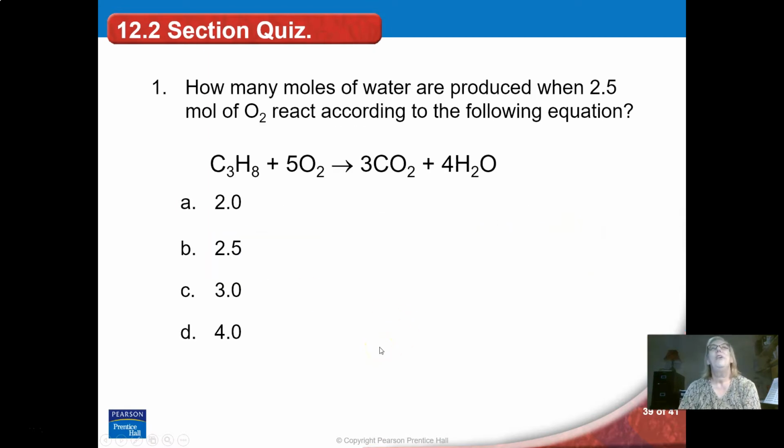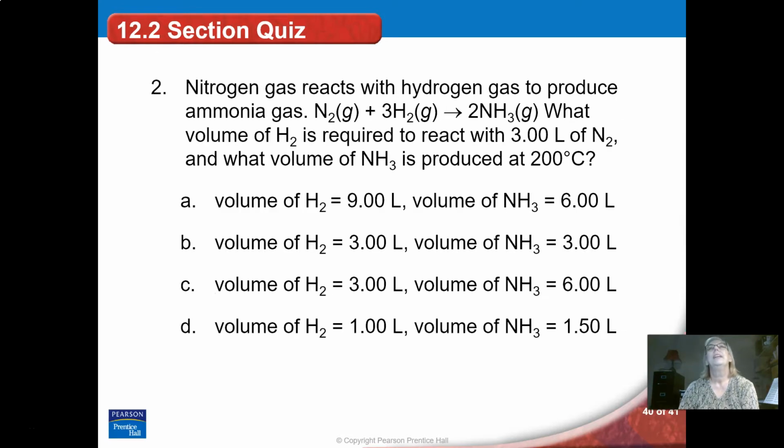So how many moles of water are produced when you're starting out with 2.5 moles of oxygen? So pause me, use a mole ratio on this one, and see if you can figure it out. Okay, I'm going to go ahead and give you the answer. So see if you can get that one. If you didn't, figure out why. These are important.